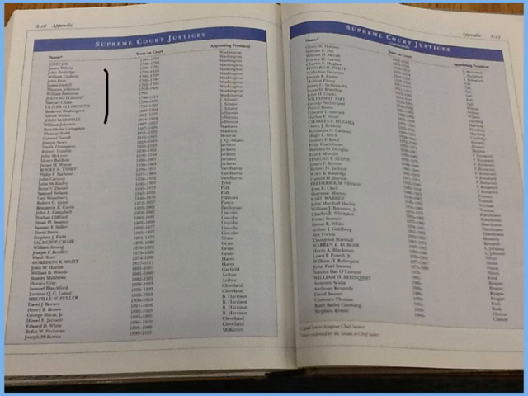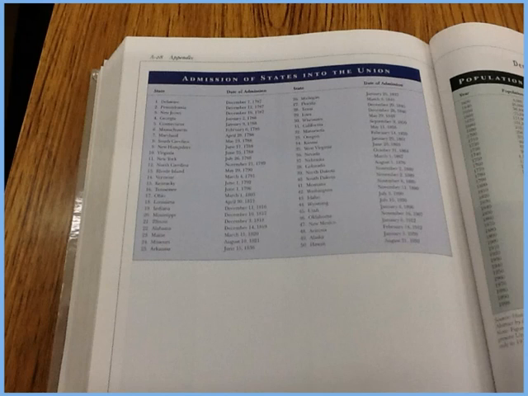He was the first Chief Justice. Earl Warren's another one that we're going to be taking a look at, as well as Justice Taney. It's important to note when they served so we can get a feel for the sorts of decisions that were made. Take a look at this resource in the back of your book.